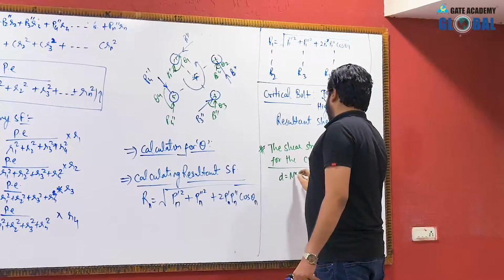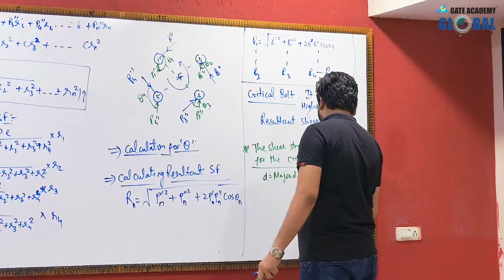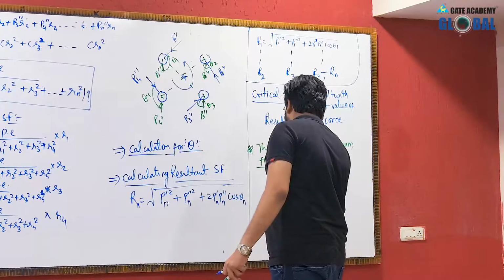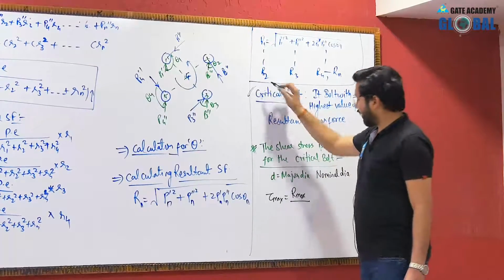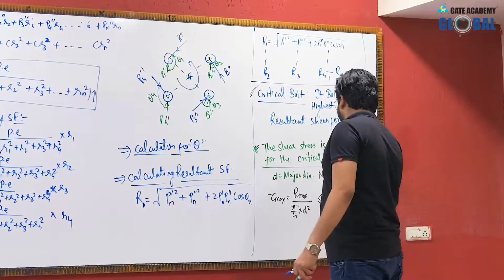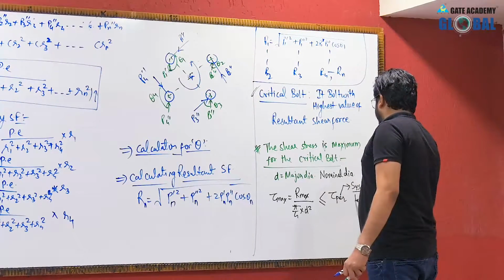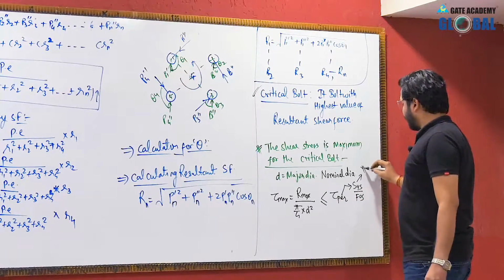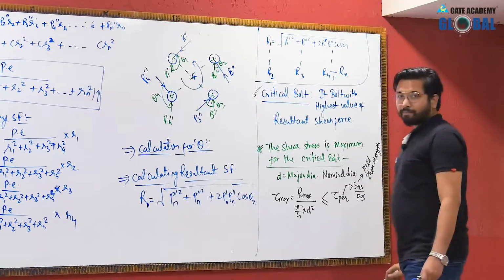So if D is equal to the major dia, or you can call it nominal dia, then tau max will be R max, that is the maximum value of resultant force on the critical bolt, divided by pi by 4 d square. Now this should be less than or equal to tau permissible. Now tau permissible can be written as SYS divided by factor of safety. SYS is the shear strength or yield shear strength of the material of the bolt.